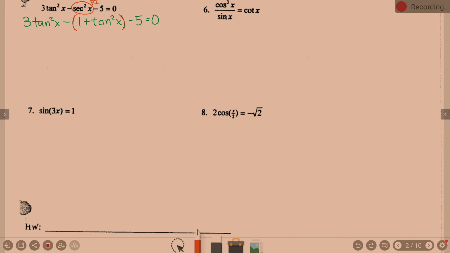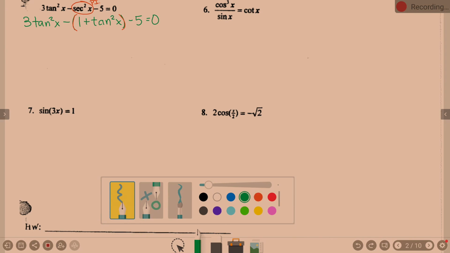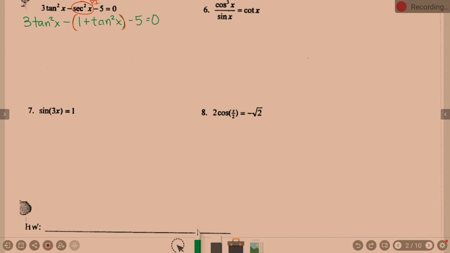Notice I put it in parentheses, specifically because it was being subtracted. So I'm going to distribute the subtraction sign and rewrite this without parentheses. 3 tangent squared x minus 1 minus tangent squared x minus 5 equals 0. All I did is rewrite it without the parentheses, subtracting both the 1 and the tangent squared.